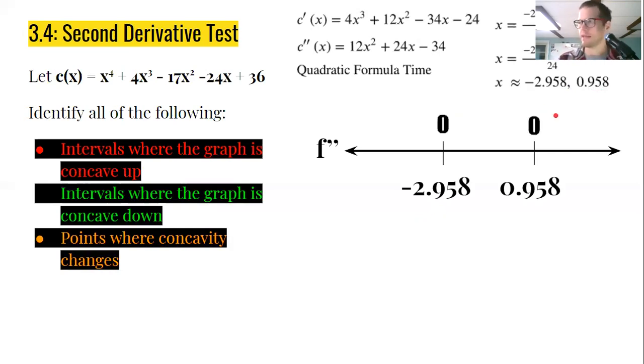Okay? Now I need to test in the second derivative a number in each of those intervals to see whether f double prime is positive or negative. And I should have said c double prime as I'm reflecting on how I set this up. Totally spaced on that. Apologies. So when I say f double prime, realize that should be c double prime.